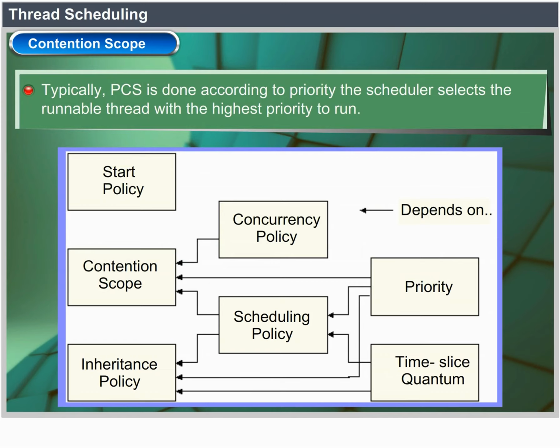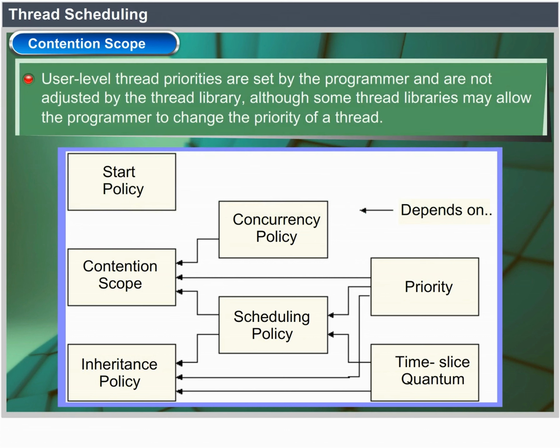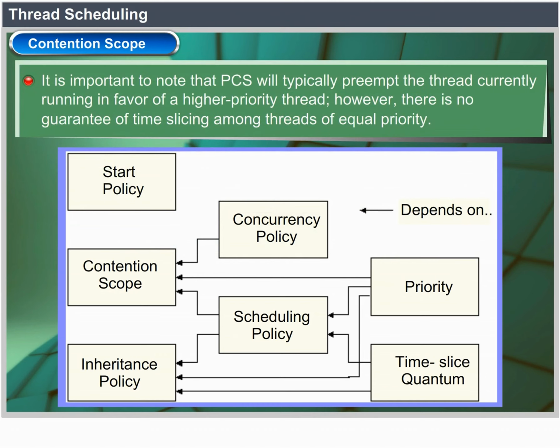User-level thread priorities are set by the programmer and are not adjusted by the thread library, although some thread libraries may allow the programmer to change the priority of a thread. It is important to note that PCS will typically preempt the thread currently running in favor of a higher priority thread. However, there is no guarantee of time slicing among threads of equal priority.